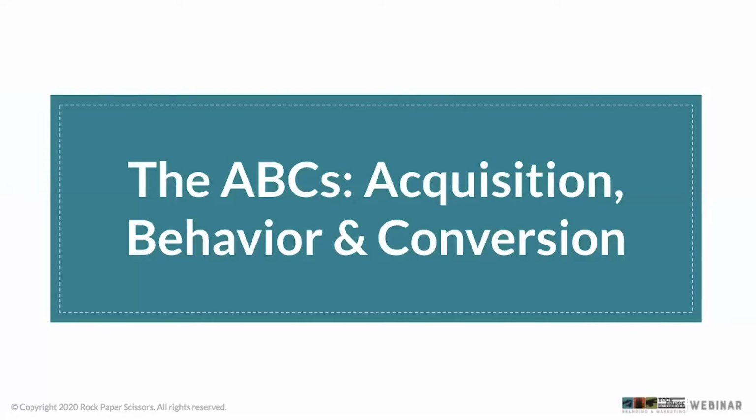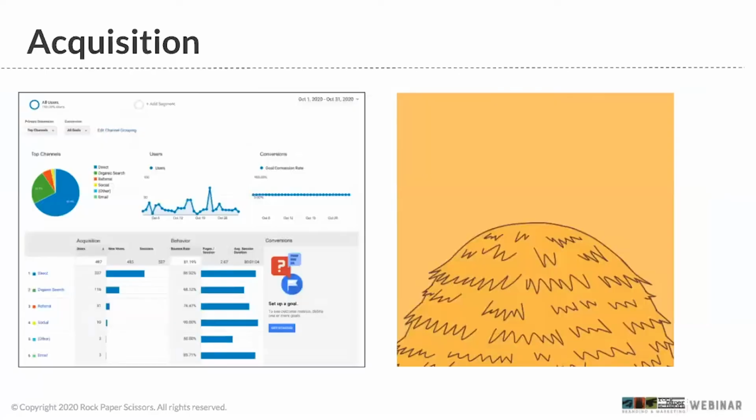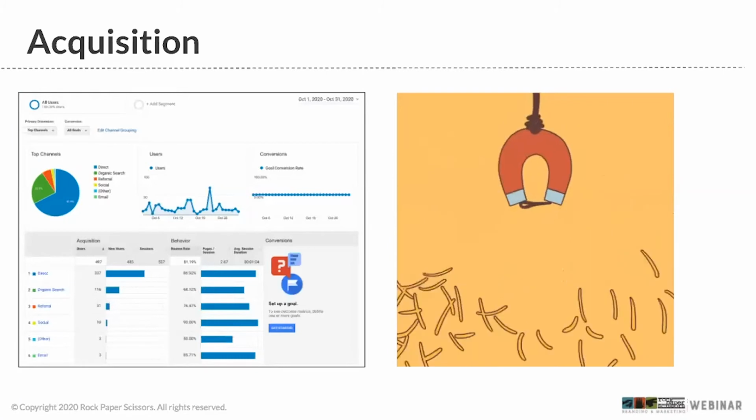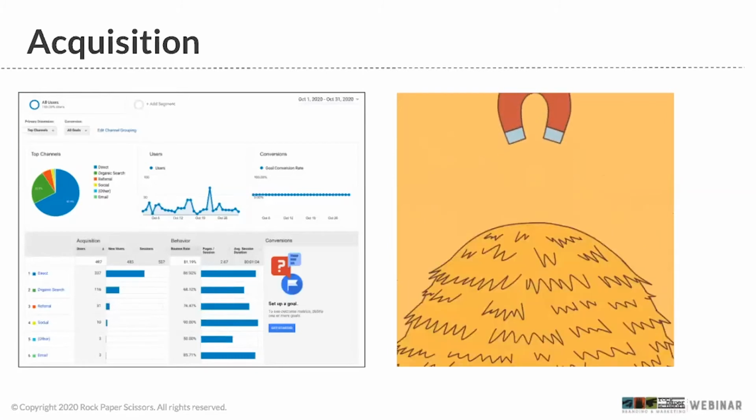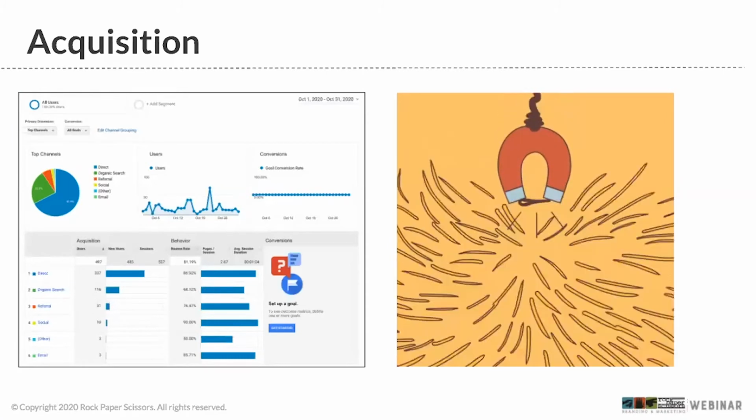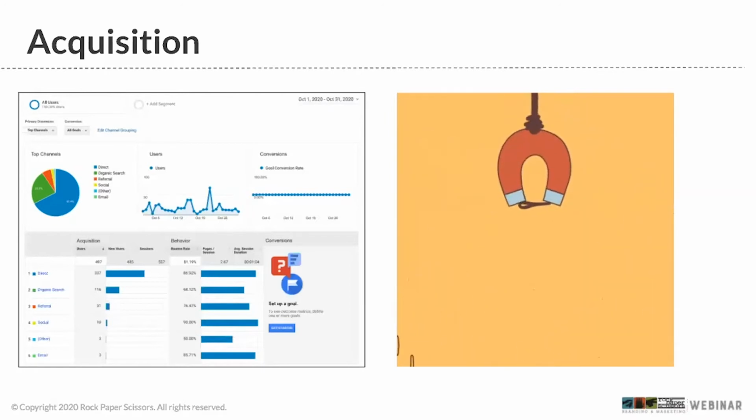All right, so we want to get into the ABCs of Google Analytics. And this is getting into how did people find your website and has it changed? So we're going to look at acquisitions, behaviors, and conversions. All right, so first up is acquisition, and this refers to how visitors arrived at your website. So this helps you understand how people are finding you and can also help you make adjustments to your strategy.